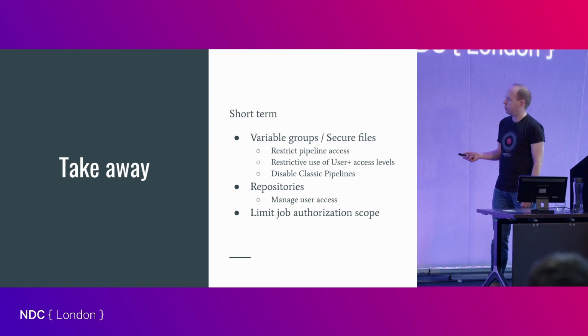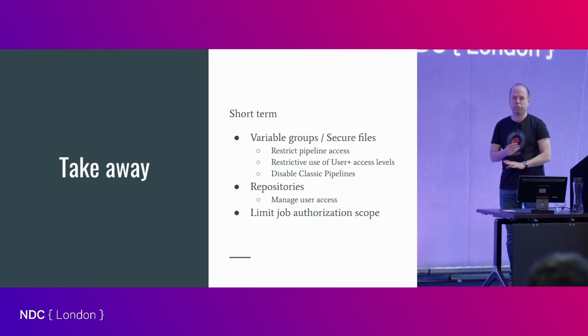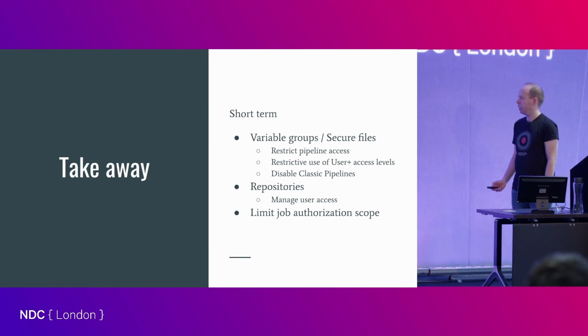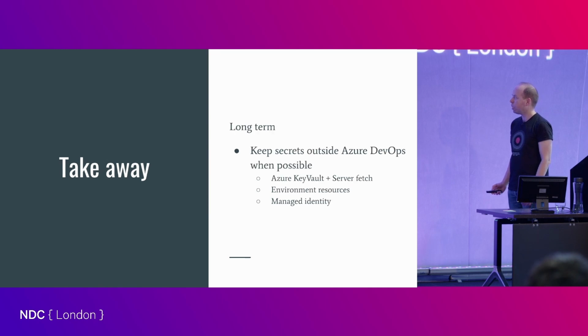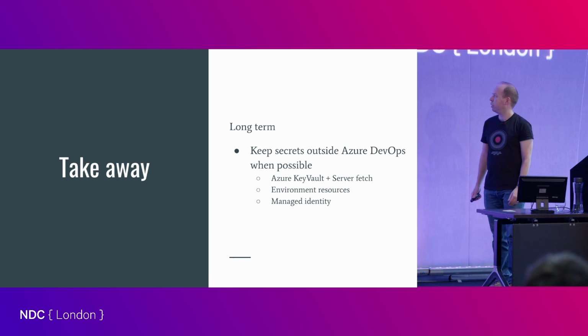For the repositories, manage user access and limit the job authorization scope so you cannot cross-reference stuff at your ease. And in the long term, get the secrets out of there. Put them in Azure Key Vault and use the server fetch technique. Use the environment resources to get rid of the super user accounts in your deploys, or go to managed identity when you're finally in Azure completely.